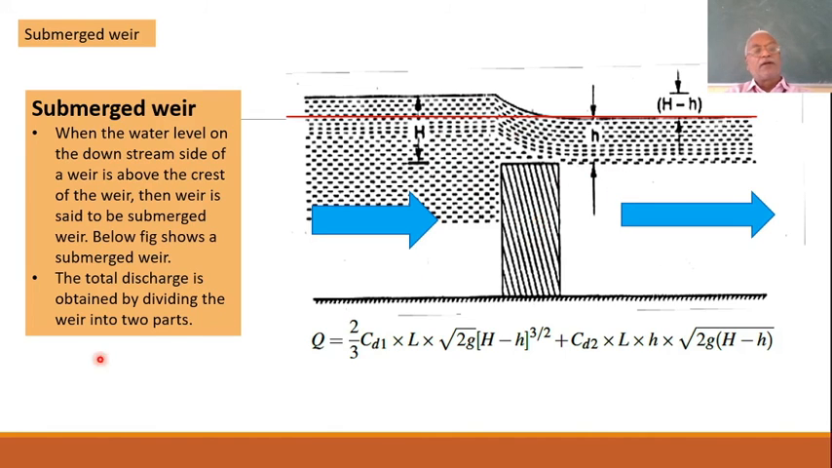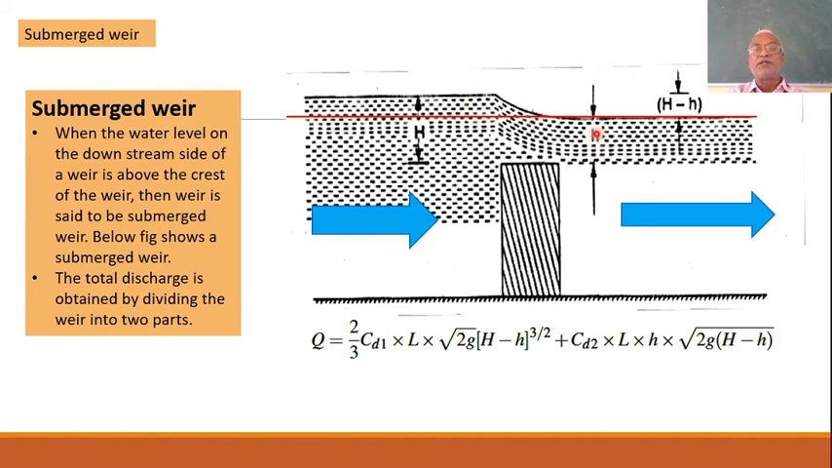Now the total discharge is obtained by dividing the weir into two parts. What are the two parts? This red line has been drawn to bifurcate the two flows. The flow below is submerged flow, the flow above is free weir flow. Whenever there is a rectangular notch, the free weir discharge is 2/3 Cd L root 2g H^(3/2). But here the head is capital H minus lowercase h, so the discharge is 2/3 Cd L root 2g (H minus h)^(3/2). That is the discharge because of this.